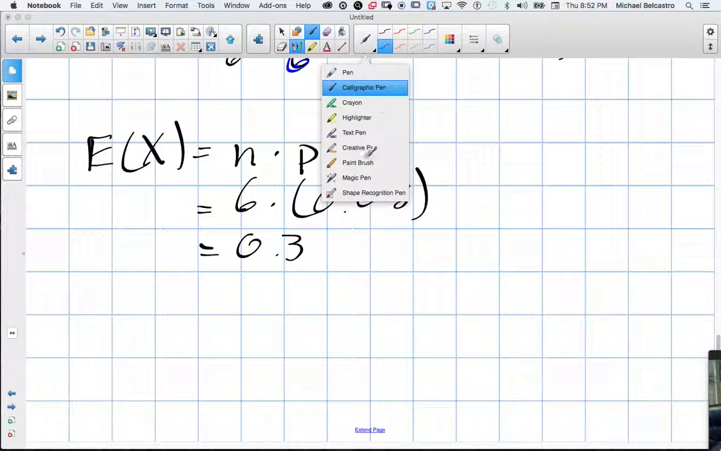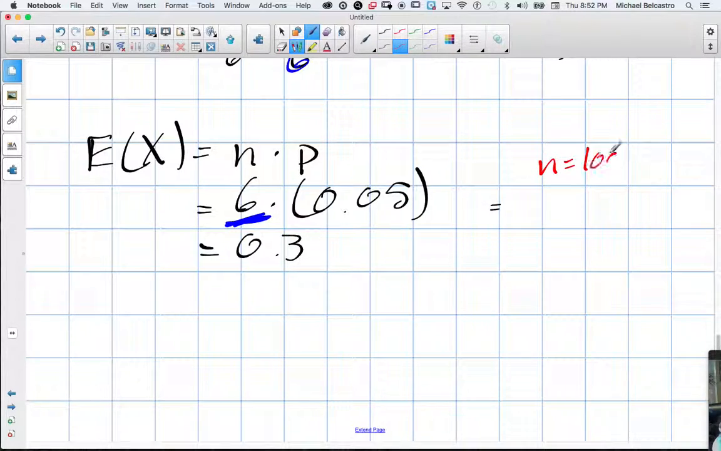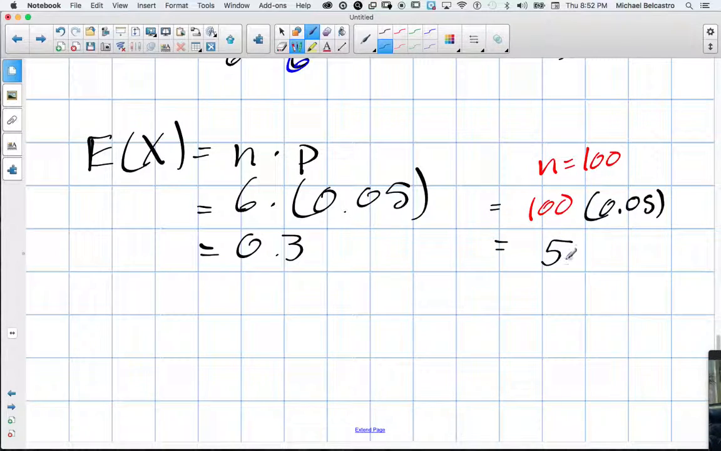So you should have 0.3 flawed engines, which in reality doesn't make sense, right? We can't have 0.3 of a flawed engine. We either have a flawed engine or we don't have a flawed engine. But had we run more trials, let's just for example say that in another case n was equal to 100. Okay, so if we had 100 times 0.05, then the expected number of flawed engines, if we drew 100 of them at random, would be 5, which makes sense. That means we pulled 100 engines, we should expect about 5 of them to have flaws in them, and the rest of them to be completely fine.